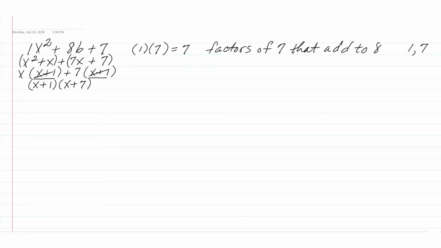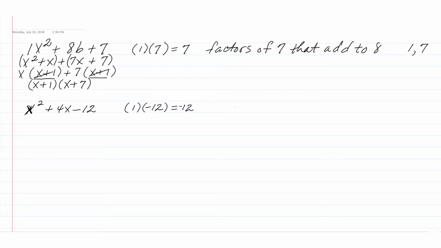Okay, so let's do another one. So let's say that we had x squared plus 4x minus 12. So I need the factors of 1. Remember, our lead coefficient is 1. But 1 times negative 12. So I need the factors of negative 12 that add up to be 4.